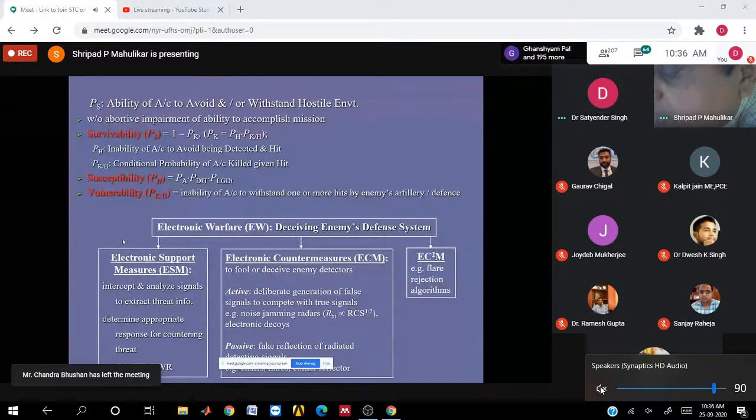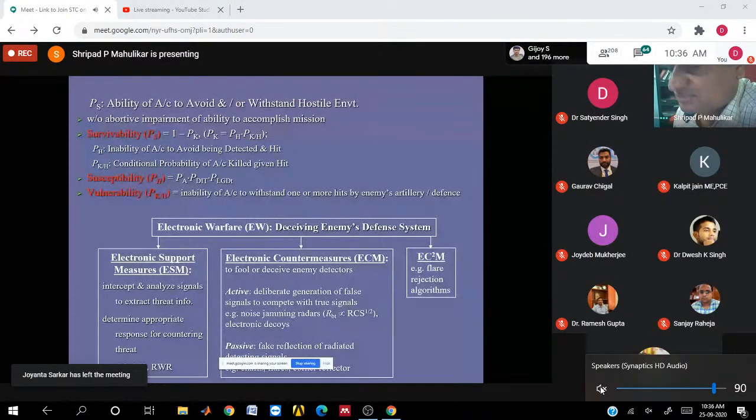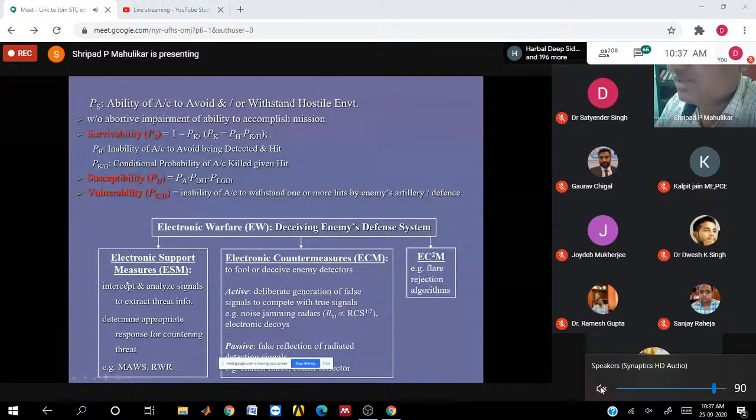Okay, then let's continue. Now let me give a brief introduction to electronic warfare. The aim of electronic warfare is deceiving the opposite side's defense system, and it has three parts: electronic support measure, electronic countermeasure, and electronic counter-countermeasure. So the aim of electronic warfare is deception, and these are the three wings.